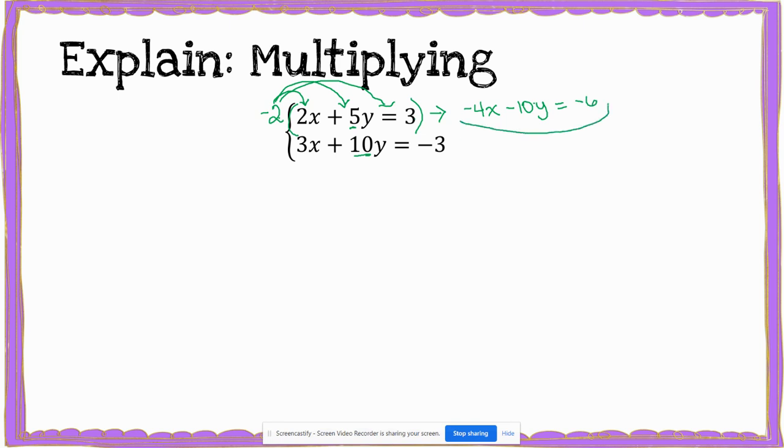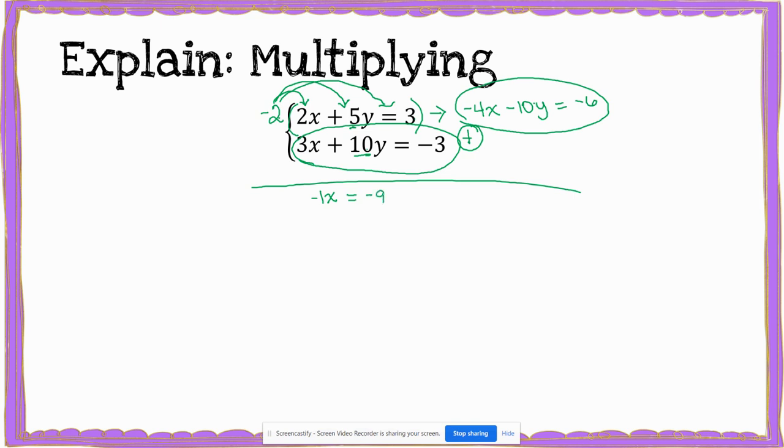So now we're going to use this new equation with this equation, and we can find that we have a zero pair. We have negative 10y and positive 10y. So because we have a zero pair, we can add those together. Well, negative 4x plus positive 3x gives us negative 1x. Then negative 10y plus positive 10y is 0, so those will cancel. And next we have negative 6 plus negative 3. Well, negative 6 plus negative 3 gives us negative 9.